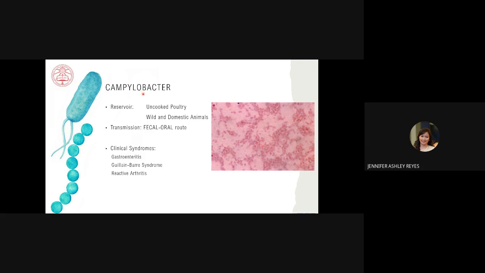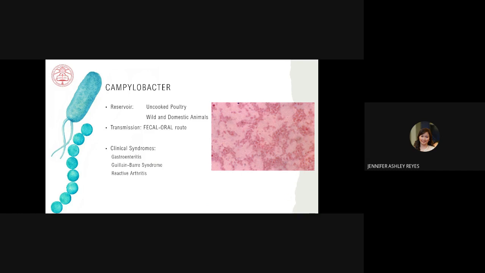So, lahat ba ng nagkakaroon ng Campylobacter gastroenteritis automatically will have Guillain-Barré syndrome? Not necessarily. There are studies that indicate na about 20 to 30% of patients with Guillain-Barré syndrome have neurologic symptoms 1 to 3 weeks prior sa resolution of the gastroenteritis. So, somehow you can have a prognostic indicator or predictive factor on magkaka-Guillain-Barré syndrome ba yung patient or not. Next is reactive arthritis or what we call as Reiter syndrome. And these also follow Campylobacter infection.